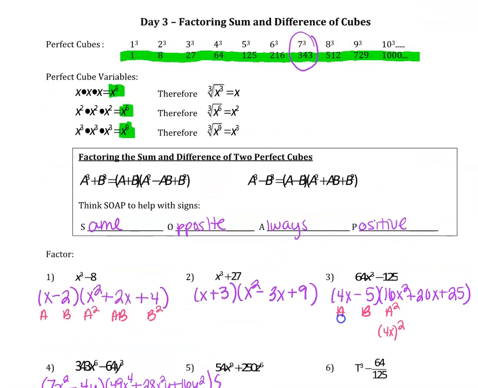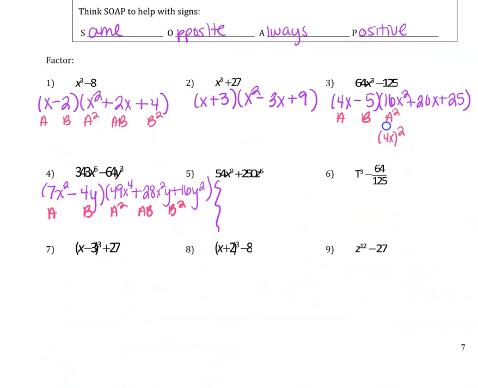Now when we look at number 5, 54 and 250 are not perfect cubes. Like if I go up and I look at my list again, it's not there. But what is something that I can notice here is that each of these is divisible by 2. And then that unveils our perfect cube. So I can factor out a GCF. And there's my sum of two perfect cubes.